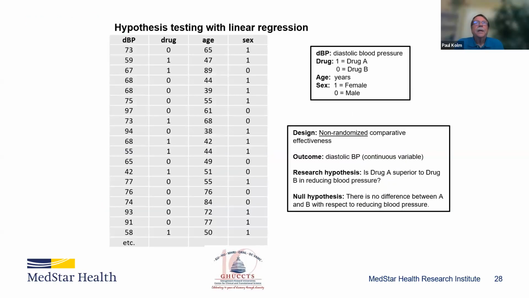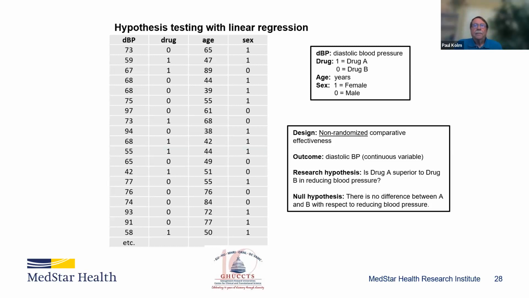So let me illustrate this, and at the same time, let me illustrate hypothesis testing using linear regression. What we are interested in here is comparing two drugs in the reduction of diastolic blood pressure. I have some data here: the diastolic blood pressure for each individual, the drug that they were on, their age, and their sex. Now, in this case, my design is what's called a non-randomized comparative effectiveness. In other words, patients have not been randomly assigned to the drug condition.